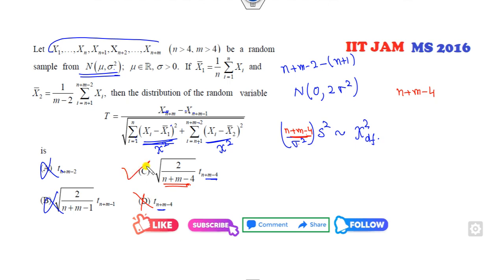So this option is cancelled. This is the right answer, because I can see s square will be sigma square over n plus m minus 4. So if I put it as the square root, it must be here. And this 2 will be from this one.